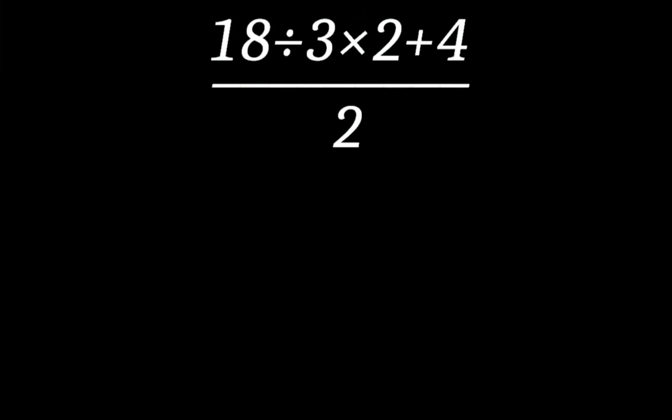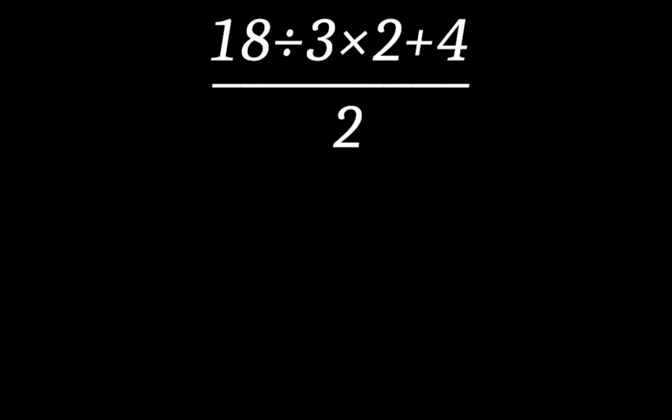Hi, let's take a look at the value of this expression, where the numerator is 18 divided by 3 times 2 plus 4, and the denominator is 2. At first glance, this math problem seems very simple, just a few operations, but many people get confused by it.